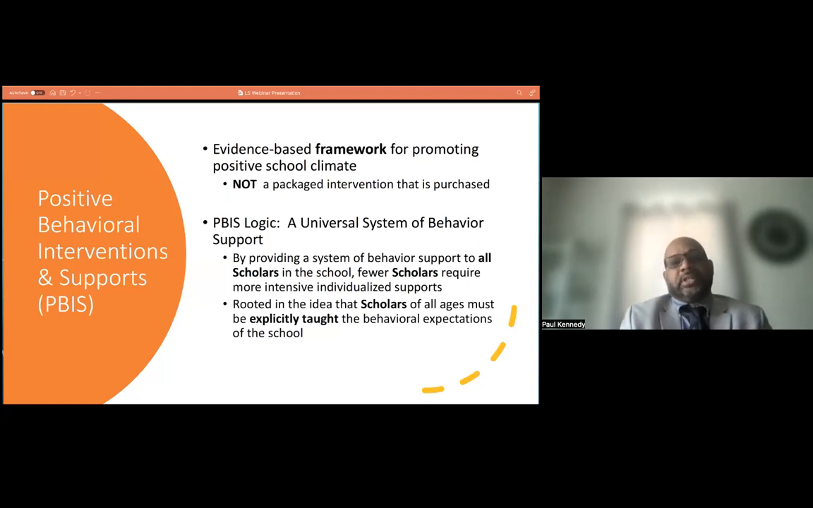Just to let you know, I'm sure most of you might be familiar, but if you're not, Positive Behavior Intervention Supports, affectionately known as PBIS, is an evidence-based framework for promoting positive school climate. It is not a packaged intervention that you can purchase. What I mean by that is what PBIS looks like at my school does not look the same as your school.